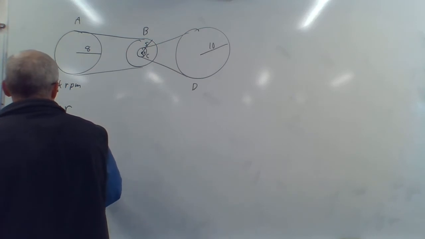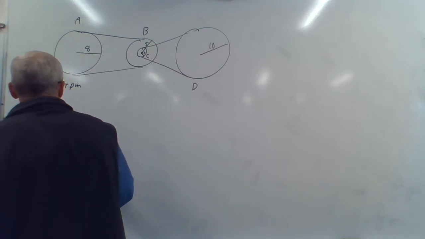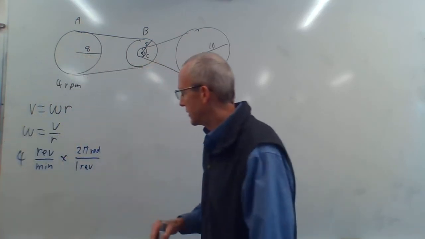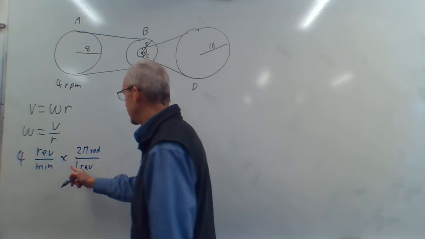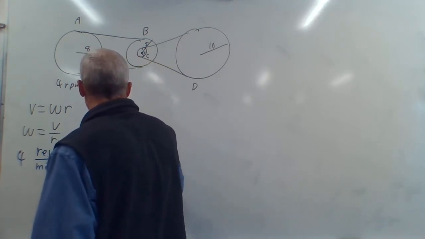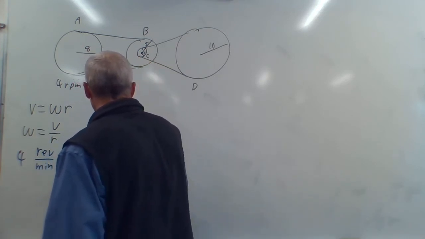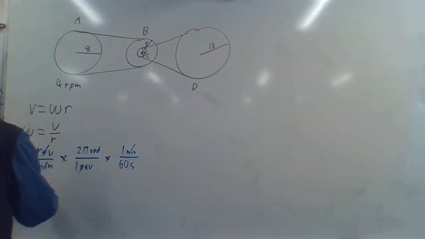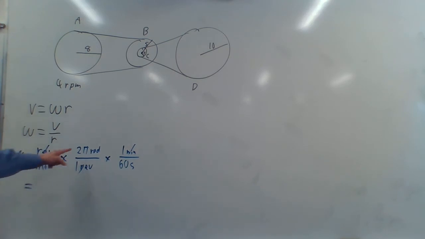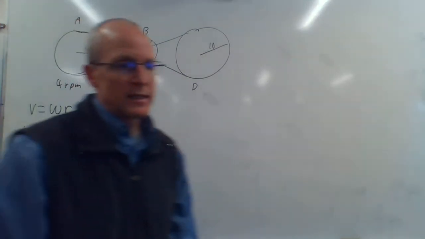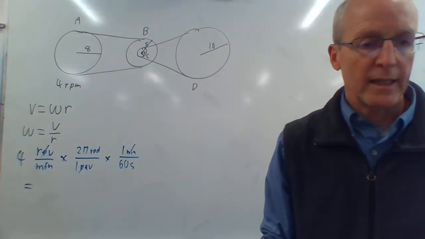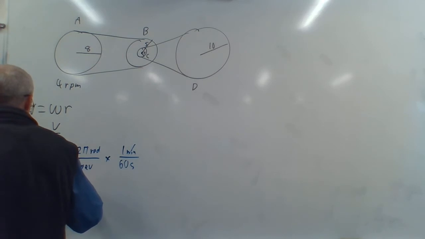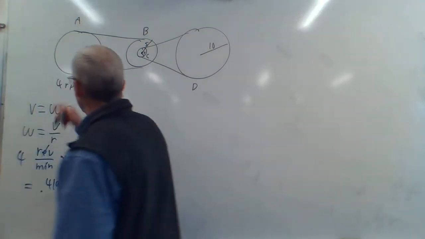So let's see, one revolution is 2 pi radians. 1 circle is 2 pi radians. That cancels out the revolution, and then we want seconds. So 1 minute is 60 seconds. Minutes cancel, revolutions cancel, radians per second. So that's right. So you do that, 4 times 2 pi divided by 60. It's going to be a small number. I got that as 0.419. So 0.419 radians per second. That's how fast this is turning.